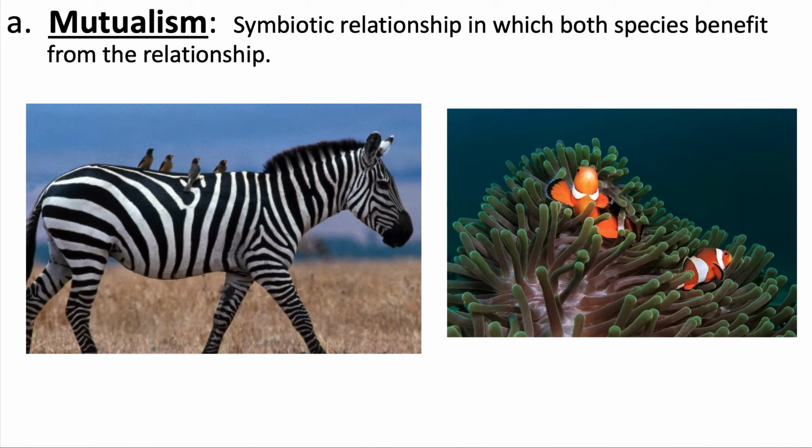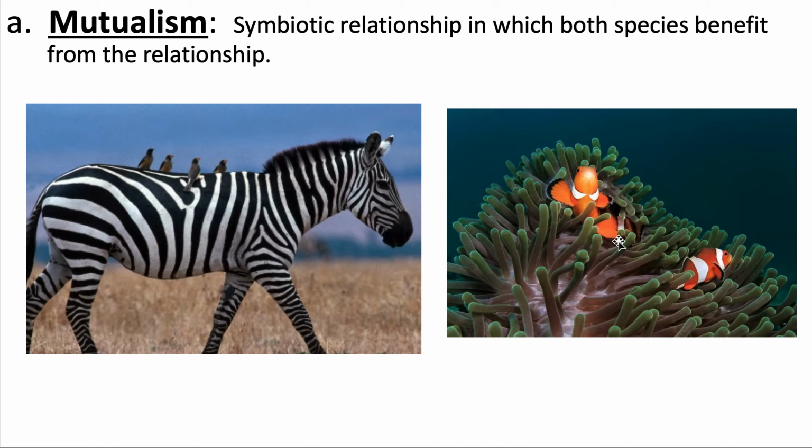So the first one is mutualism. This is a symbiotic relationship in which both species are going to benefit from the relationship. All right. For instance, I forget the name of these birds in this picture. I need to look up this example again. But they'll hang out on zebras and they'll get the bugs that are in the zebra's coat. So they get food from the zebra, while the zebra gets the benefit of being kept clean and being kept free of the bugs and the parasites living in its hair.